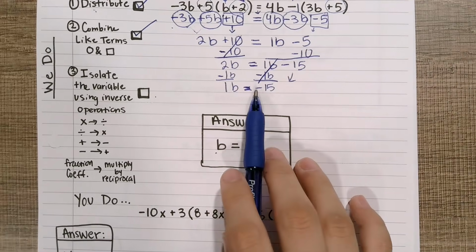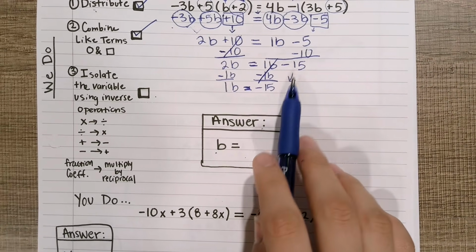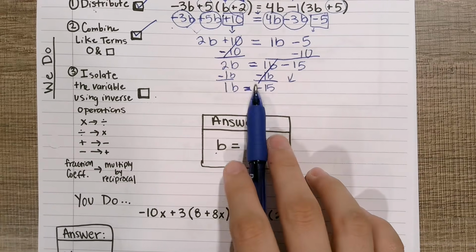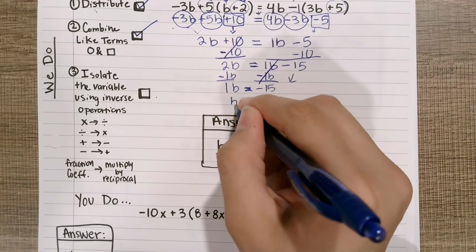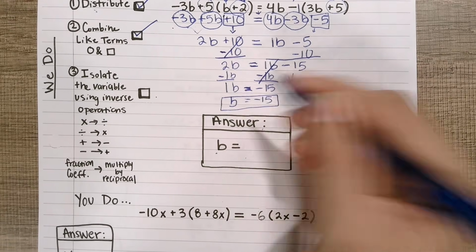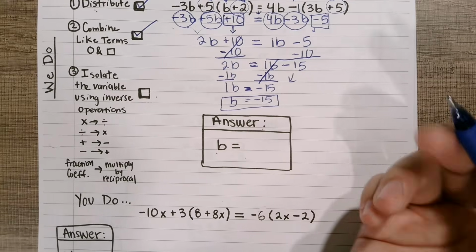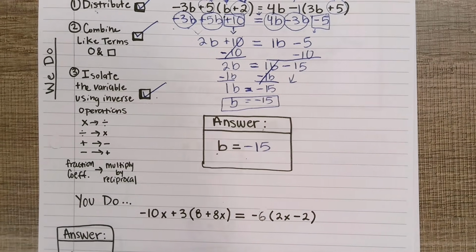If you're ever stuck here, check if you brought everything down, because sometimes we just forget, and that's okay. But make sure you check. So 1b equals negative 15. That's the same as just saying b equals negative 15, because if it's 1b, well, there's also just b. So b equals negative 15. So I isolated the variable using inverse operations.